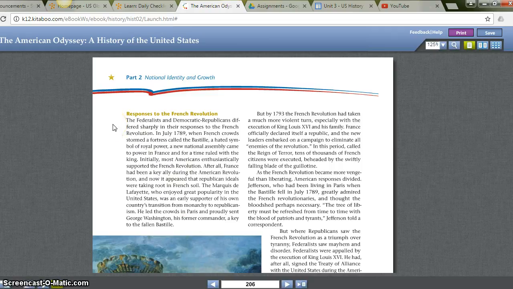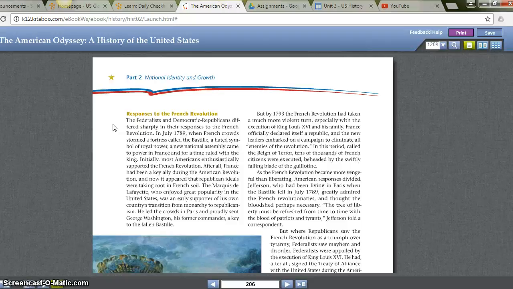In July 1789, when French crowds stormed a fortress called the Bastille, a hated symbol of royal power, a new National Assembly came to power in France and for a time ruled with the king. Initially, most Americans enthusiastically supported the French Revolution. After all, France had been a key ally during the American Revolution, and it now appeared that Republican ideals were taking root in French soil.